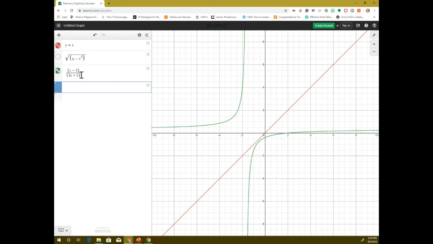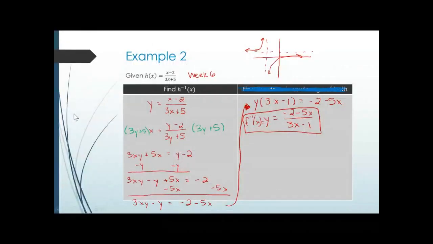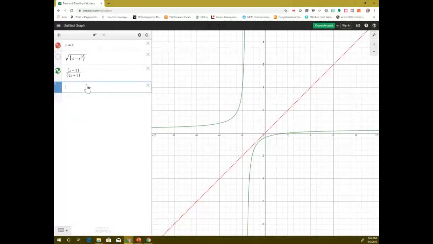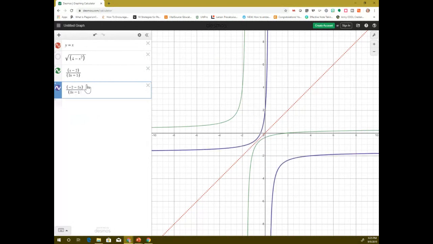So when we solved, what did we get? We got negative 2 minus 5x over 3x minus 1. So now, if you look at it, once you have both the green and the purple in there, you can see that they form a mirror image. So the inverse will form a mirror image across the line y equals x, which is my dotted line. That's how you know they're inverses, because they form a mirror image.